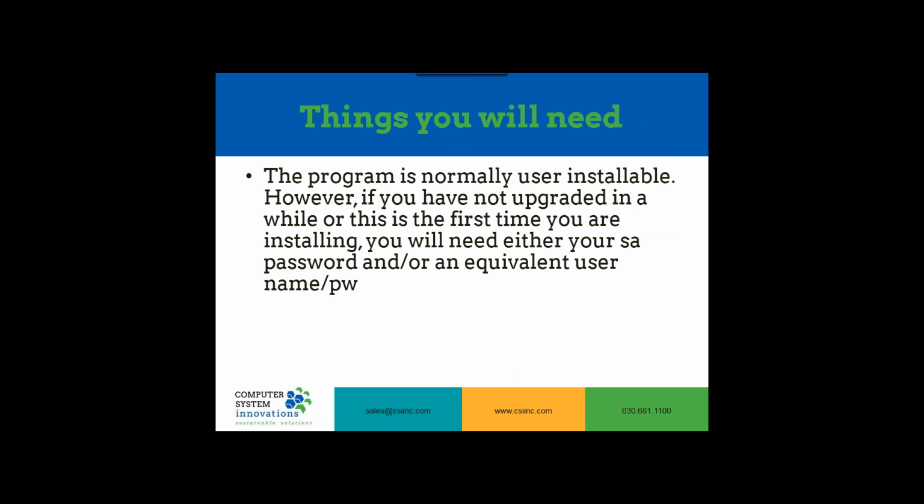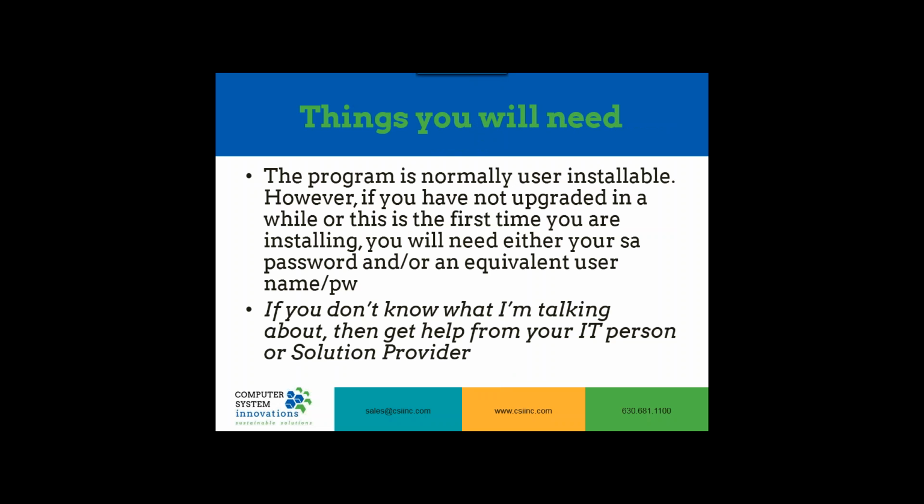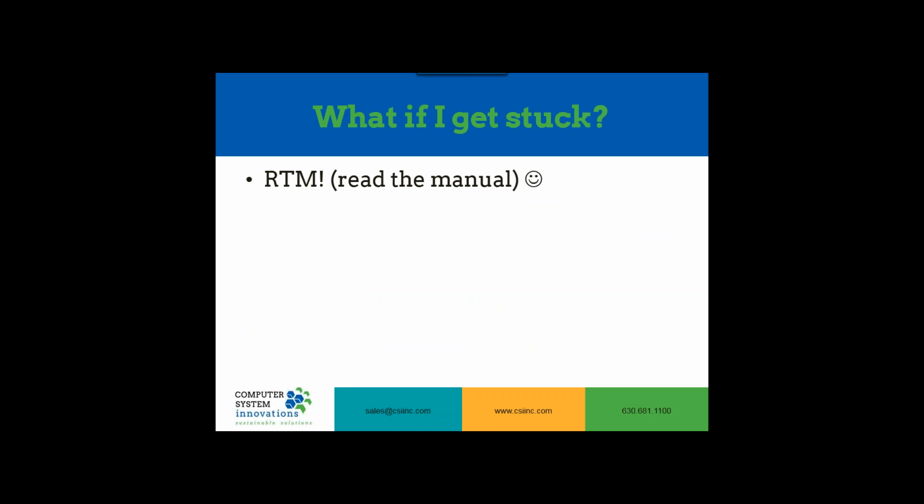It's normally user installable. If you haven't upgraded in a while, you're going to get prompted for what's called an SA password or an SA equivalent. If you don't know that or it doesn't make any sense, then just go ahead and check with your IT person or your solution provider, and they'll get you logged in. Once that password is entered, you don't have to do it again until the next major upgrade. So they can do the old cash register thing if you want. Reach over and type in that secret password, click OK. It's just a one-time use, and it only needs to be done the first time you're installing it on your network.